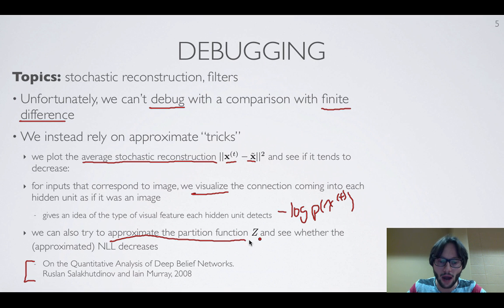If we wanted to track how the partition function changes as we're updating, re-performing that computation can still be expensive, though there is some research on trying to track the partition function, which you can find online. But essentially, we have tricks for getting an idea as to whether an implementation of RBM training works well, but these are really tricks, and unfortunately, we don't have a tool as reliable as finite difference approximation.